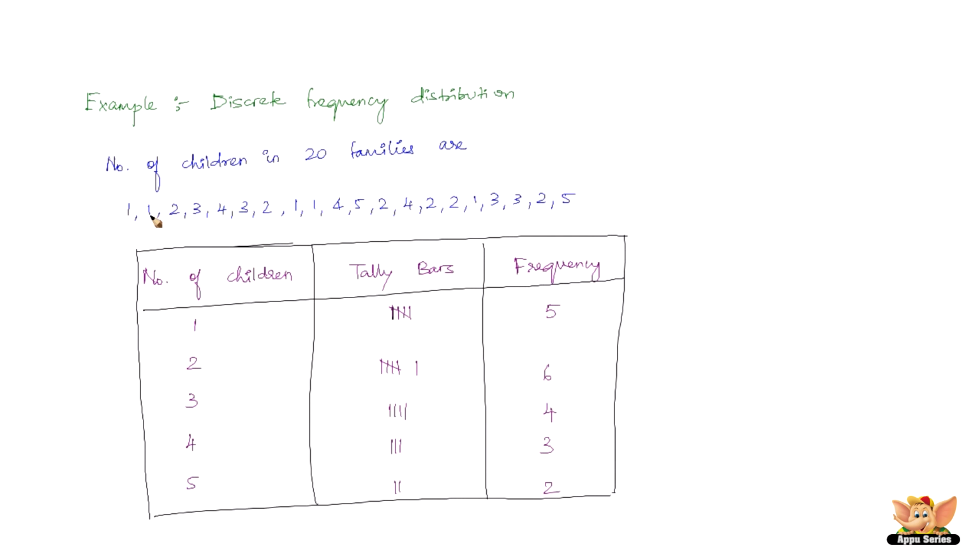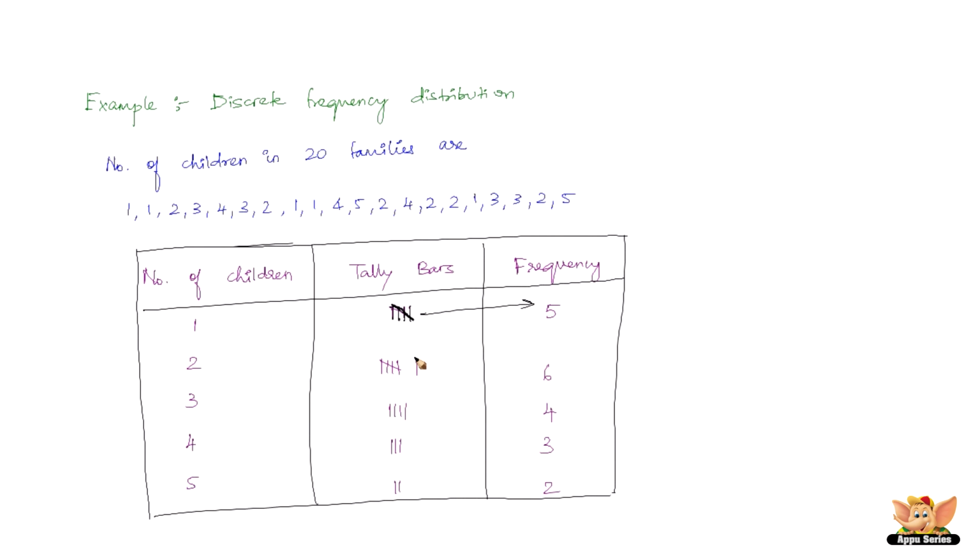We first count 1 and then draw one vertical bar. The next one is 1. So we draw another vertical bar. The next one is here. We draw another vertical bar. The next one is here. We draw another vertical bar. And the last one is here, which is a 5. So we cross the whole thing. So this means 5, which is mentioned here in the frequency.